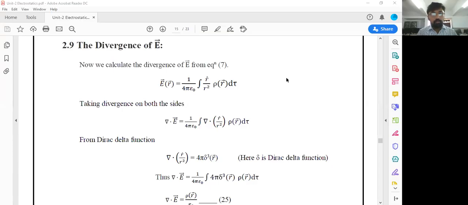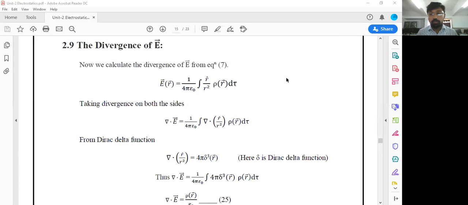Hello friends. So today in this video we will discuss the divergence of electric field E. So we all know what is divergence. Divergence is the rate at which the field is spread out. The rate at which the field is spread out is known as divergence. How much amount of field is spread out, or we can say diverges or converges, is the divergence.